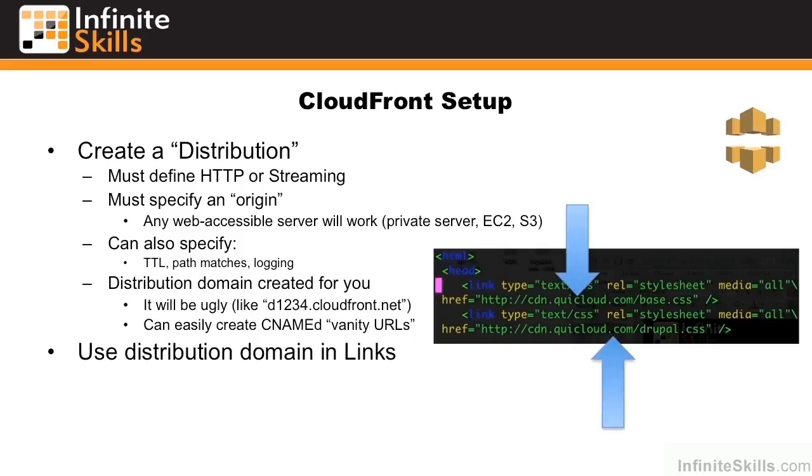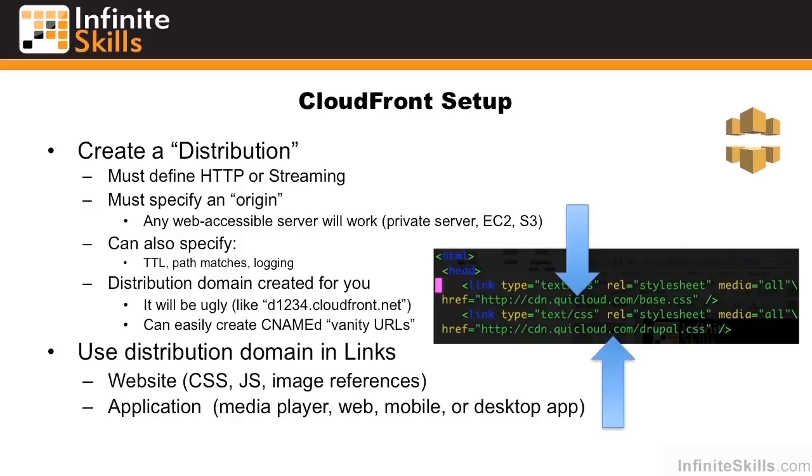It's very easy to CNAME these to vanity URLs, which you could then use in links such as we have here. I could have taken my own website, quickcloud.com, created a CDN distribution through CloudFront, and CNAMEd that to cdnquickcloud.com, and included that in links on my site. This is great for website assets such as CSS, JavaScript, and image references, or inside of applications like media players, web, mobile, or desktop applications.